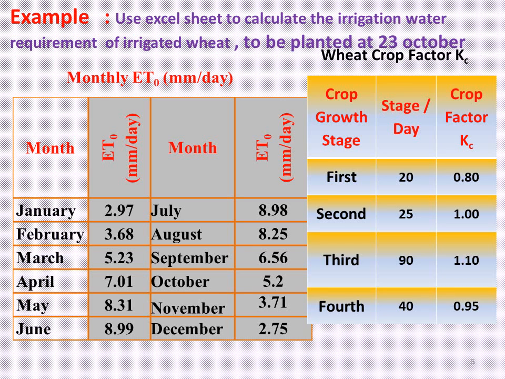ETo, monthly ETo. Then the second table contains the crop growth stages. Here we have 4 stages. Then how many days in each crop stage. The last column contains the crop factor Kc, which is different for each crop growth stage.